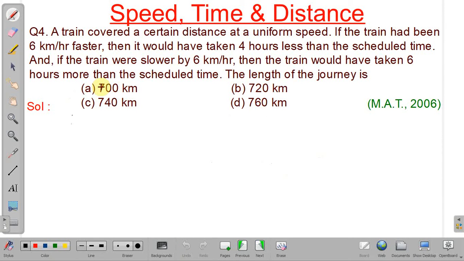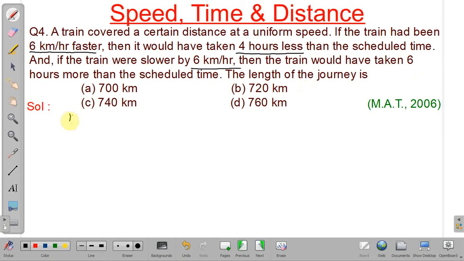See, in this problem it is given a train covered a certain distance at uniform speed. However, if the train increases its speed by 6 km per hour, then it would have taken 4 hours less than the scheduled time. And if it slows by 6 km per hour, then it will take 6 hours more than the scheduled time. So we have to find the length of the journey. Okay. So how we can solve this?